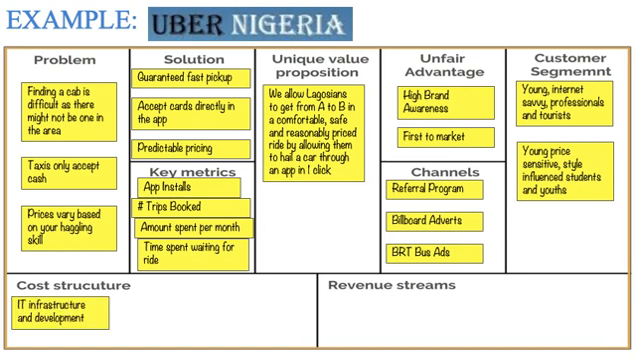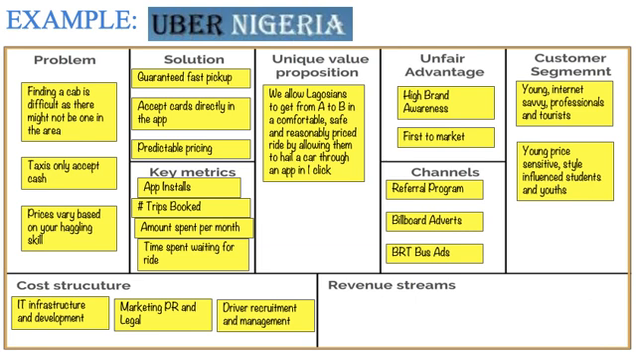Your cost structure is the things that you'll be spending money on to keep yourself up and running. So IT infrastructure and development, they spend a lot on IT. Marketing and PR and legal, as we all know, Uber is in a lot of legal cases around the world because people are still trying to figure out how to regulate their type of business. And then driver recruitment and management. They also spend a lot of money trying to get more drivers on the platform and managing those platforms.